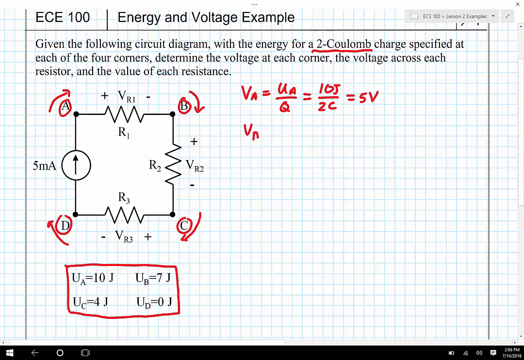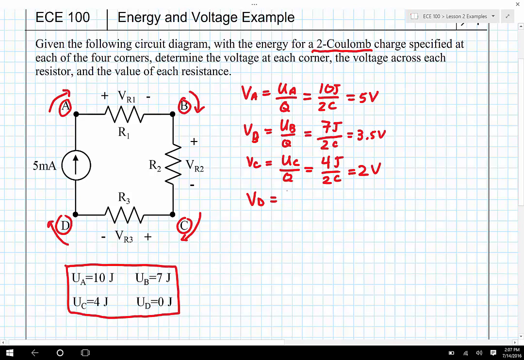We can write the same sort of equation, V sub B is equal to U sub B divided by Q, which is 7 joules divided by 2 coulombs, which is 3.5 volts. V sub C equals U sub C over Q, which it turns out is 4 joules divided by 2 coulombs, or 2 volts. And then finally V sub D, the easiest one, is U sub D divided by Q, but U sub D is just 0 joules. So 0 joules divided by 2 coulombs is 0 volts.